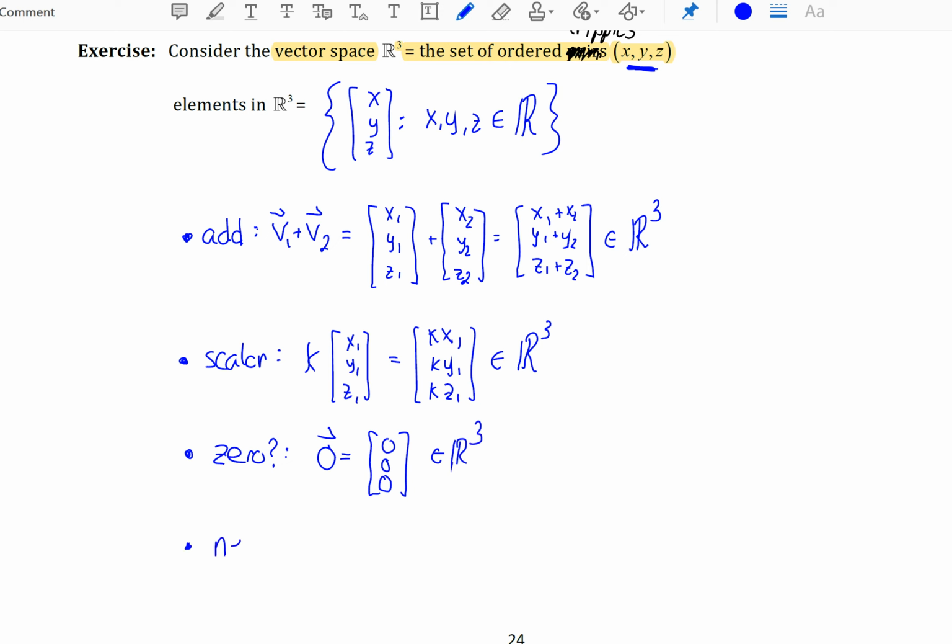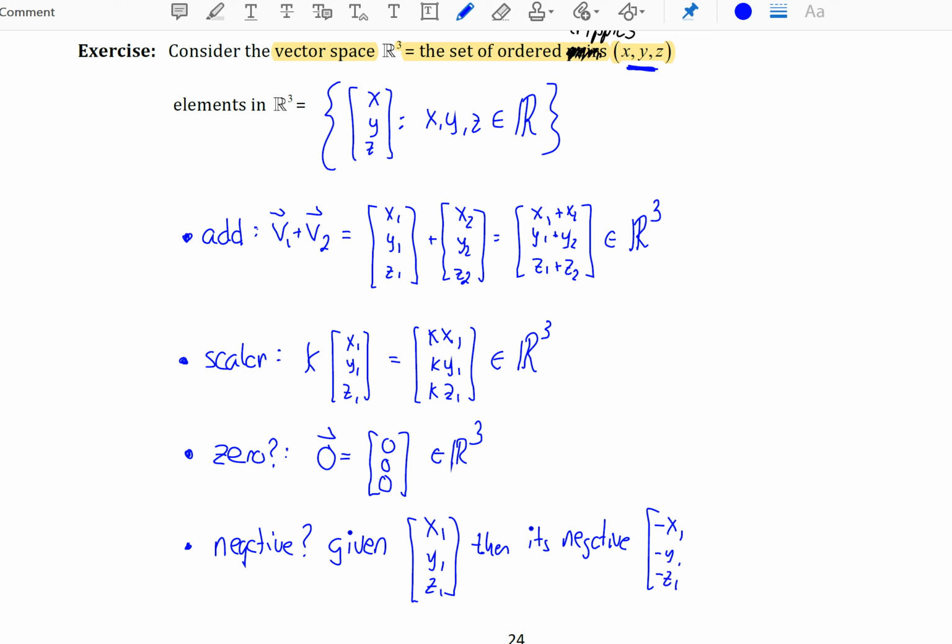Is there a negative of every vector? So if you were given some vector x1, y1, z1, then its negative would have to be negative x1, negative y1, negative z1. Notice that this is still an element of R3.